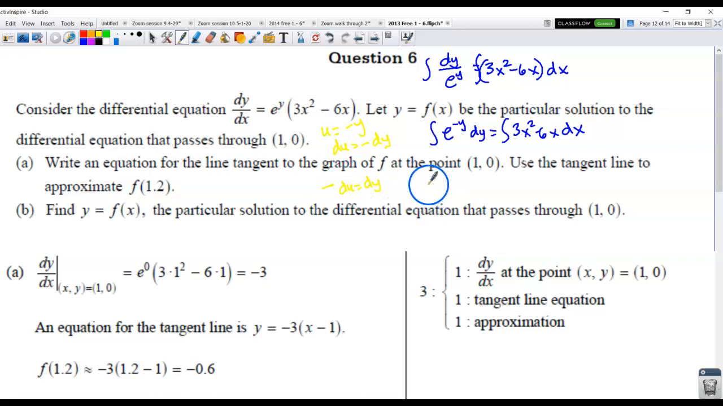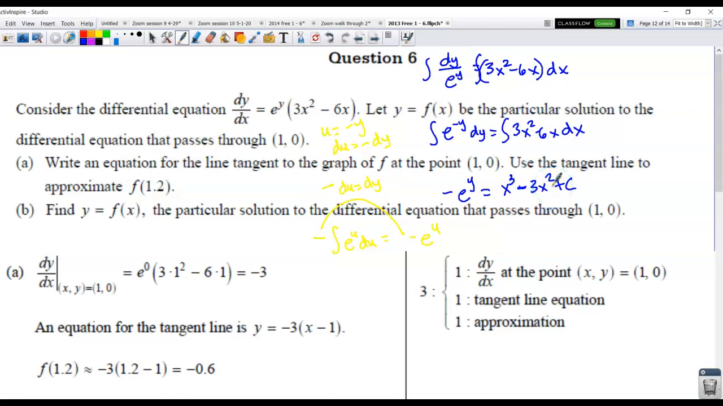And if we carry forth the u substitution, we would have negative integral of e to the u du. And the antiderivative of e to the u is simply e to the u. There's my negative being brought over. So when I come back up to my work up here in blue, I will have negative e to the y. And on the right-hand side, I'll have 3x cubed over 3 minus 6x squared over 2, which is 3x squared, plus c.